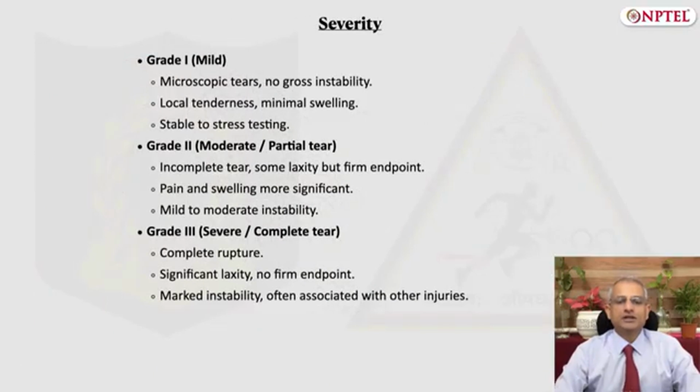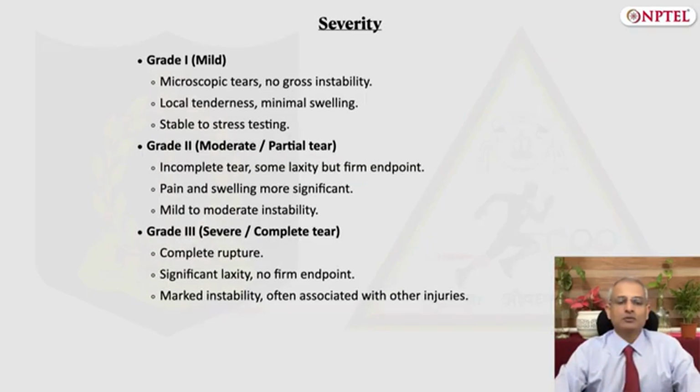Having seen the individual ligament injuries, let's see their classification. There is a common classification system for ligamentous injuries based on their severity. Grade 1 is mild injury, where there are microscopic tears in the ligament but no gross instability. The patient may have a little local tenderness and minimal swelling. However, on stress testing, these injuries are generally stable.